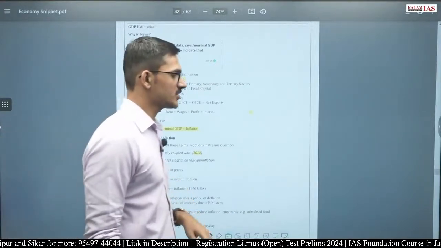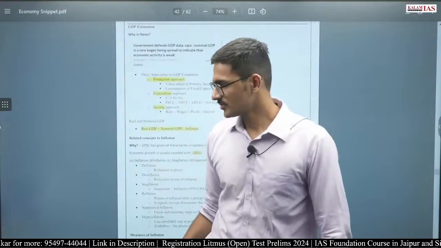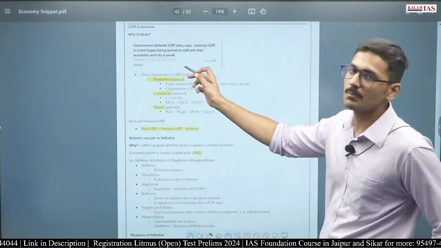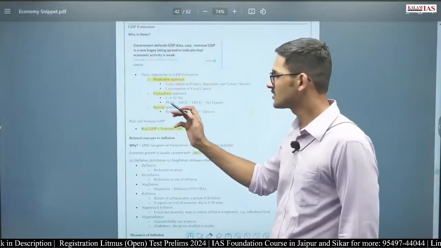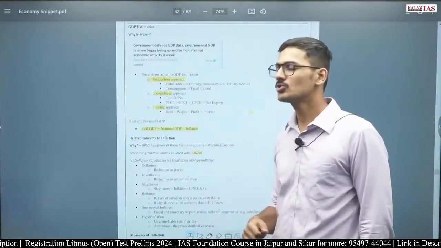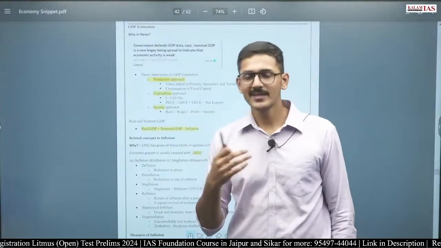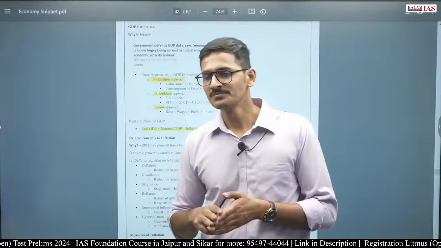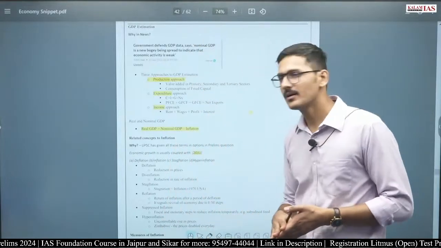Now for GDP estimation, there are three approaches used. One is the production approach, the other is the expenditure approach, and the next is the income approach. In the income approach, there are four factors of production basically in any economy. One is land, then there is capital, then there is labor, and then there is enterprise.